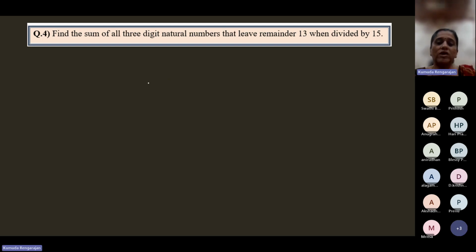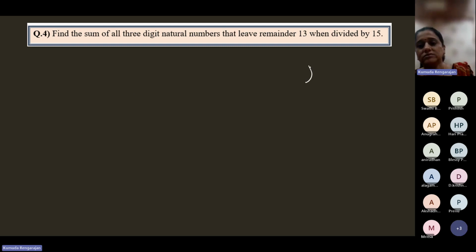So again, here you have to generate the AP. You'll have to find the AP of all 3-digit numbers that leave remainder 13. That means they should not be exactly divisible by 15. When you divide that 3-digit number by 15, the remainder should be 13. So satisfying this condition, you should generate the AP consisting of all 3-digit numbers that leave remainder 13 when divided by 15.